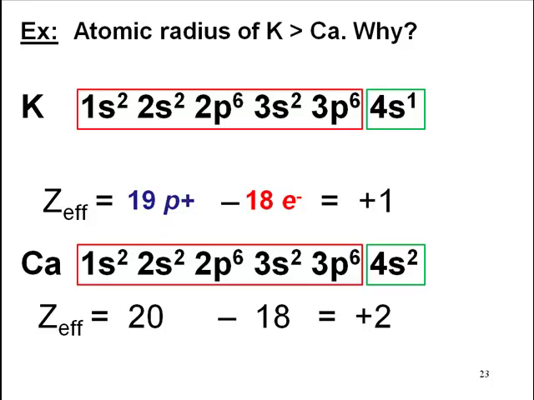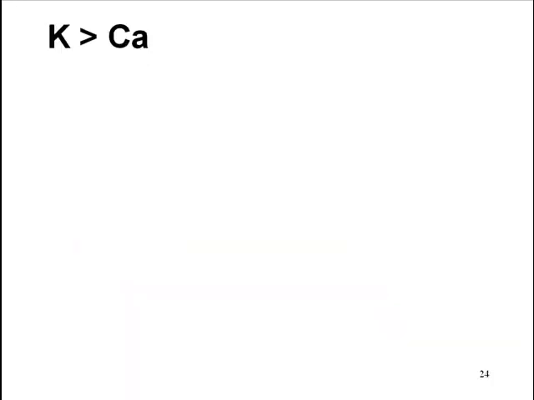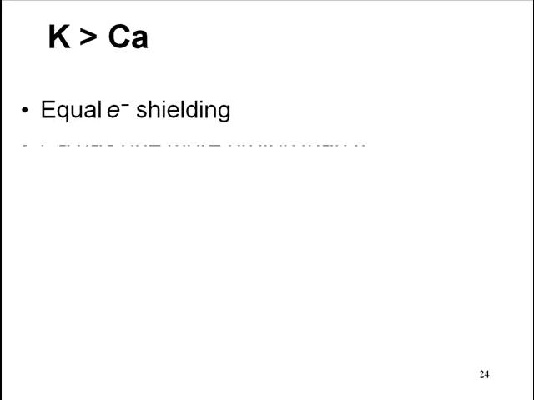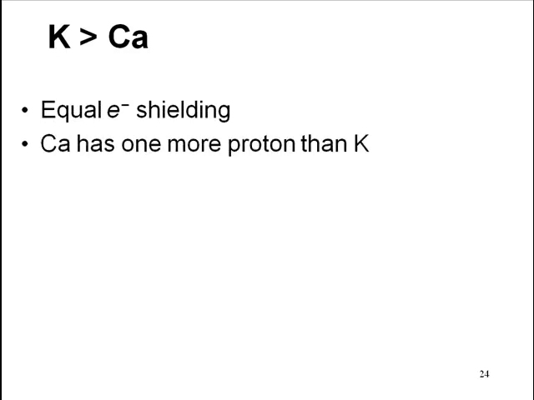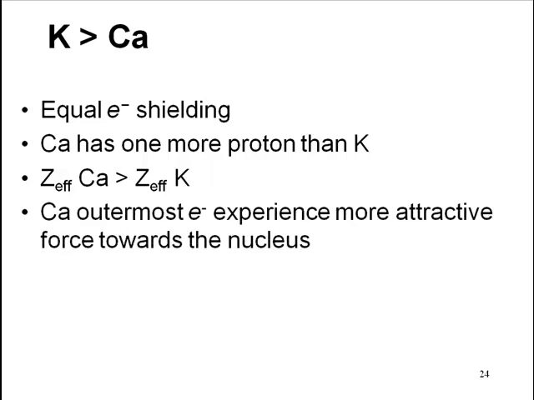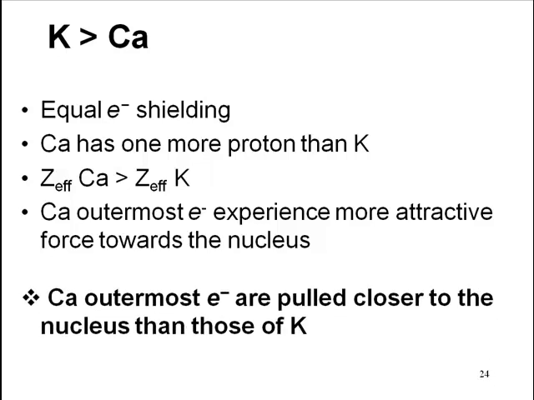But yeah. So the cool thing is, though, ZF is larger, so that means the atom size is smaller. So potassium is greater than calcium because of equal electron shielding. Calcium has one more proton than potassium. You guys were absolutely right. ZF is greater than the ZF for K. And for calcium, the outermost electron experiences more attractive force towards the nucleus.